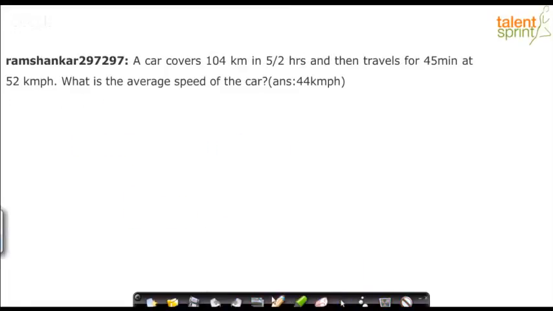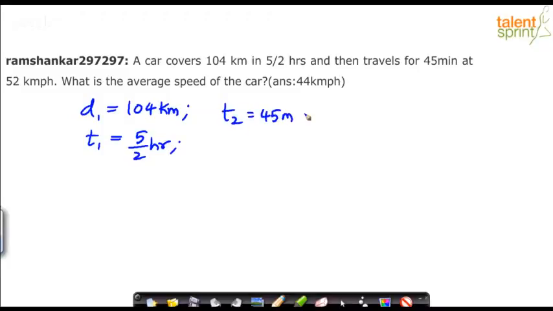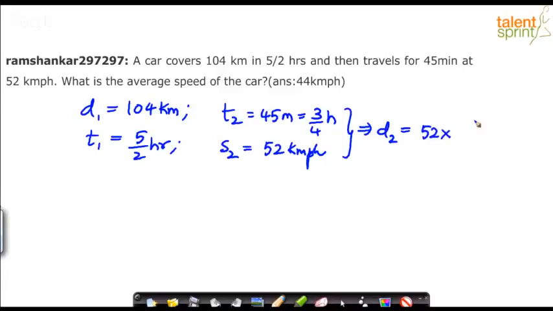Next question. A car covers 104 kilometers in 5 by 2 hours and then travels for 45 minutes at 52 kilometers per hour. What is the average speed of the car? See, D1 is equal to 104 kilometers. T1 equals 5 by 2 hours. Now, T2 is 45 minutes, which is equal to 3 by 4 hours. S2 is equal to 52 kilometers per hour. Implies what is D2? Distance is equal to speed into time, right? So 52 into 3 by 4. How much is this? 13 into 3, 39 kilometers. So you know D1, you know D2.